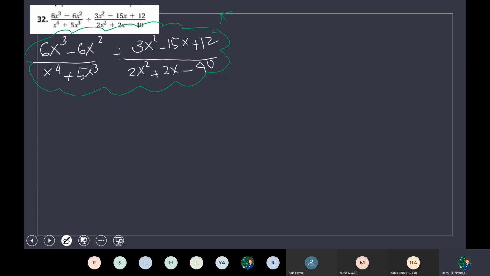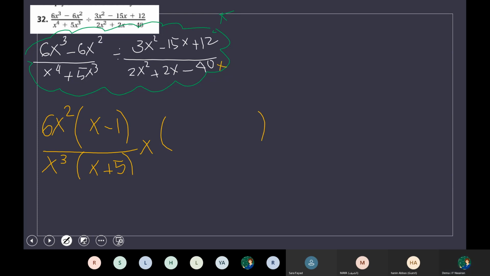6x cubed minus 6x squared. Can we take 6x squared as a common factor? Yes, and the answer is x minus 1. Down here, take x cubed as a common factor. You will have x plus 5. Multiply by, write the reciprocal of them. So I will now factor the denominator because I see the reciprocal. 2x squared plus 2x minus 40. Can you take 2 as a common factor? Yes. So it will be x squared plus x minus 20, sorry. Then I will rewrite it as x plus 5 times x minus 4.